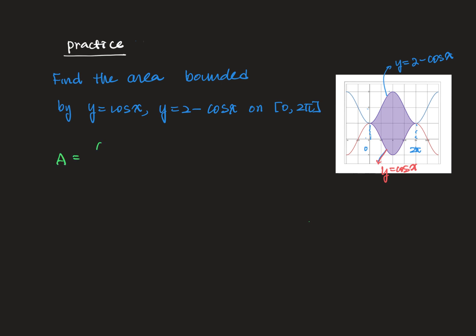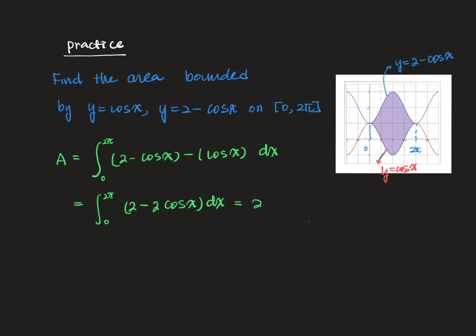The area goes from where to where? 0 to 2 pi. What is the upper curve? 2 minus cosine x. The bottom curve is cosine x. So this one is the integral from 0 to 2 pi of 2 minus cosine x minus cosine x, which is 2 minus 2 cosine x dx. So find the antiderivative: for 2, that's 2x. What is the antiderivative of cosine? Then 2 sine x, from 0 to 2 pi.